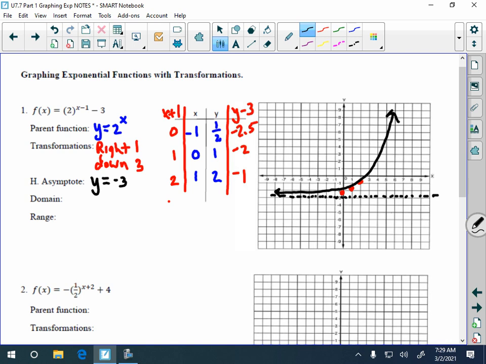okay, so this is a growth shape, so we can see it's the same shape as before. It just got shifted to the right 1 and down 3.